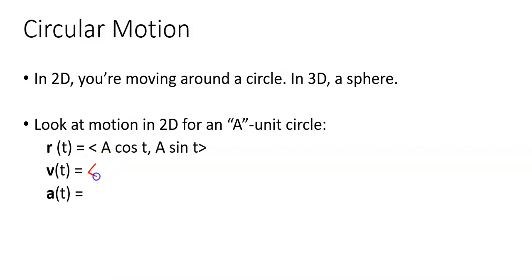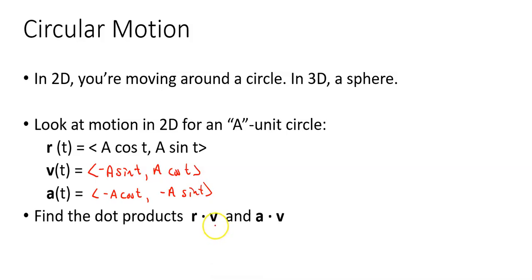So if the position is cosine, sine, the derivative of cosine is negative sine. So you get negative a sine t, a cosine t. And then the acceleration is going to give you negative a cosine t, negative a sine t.